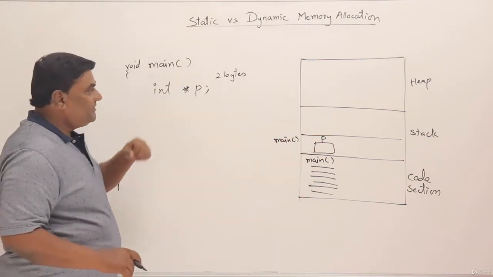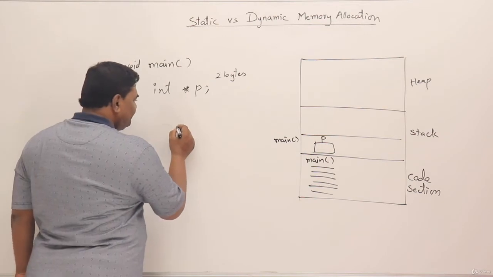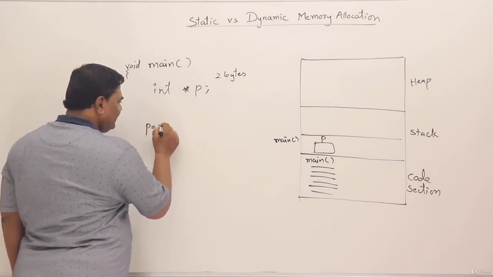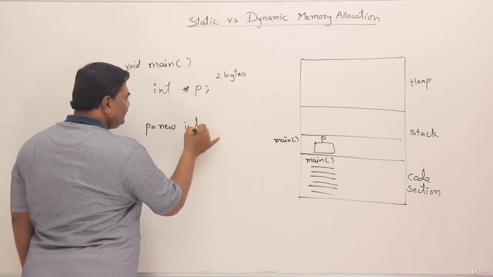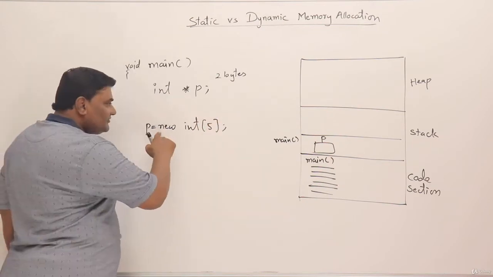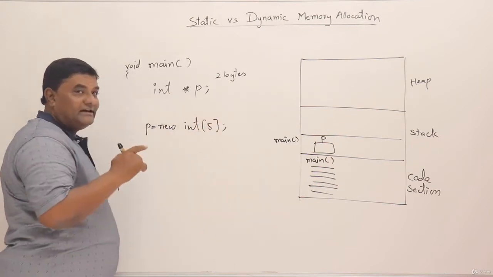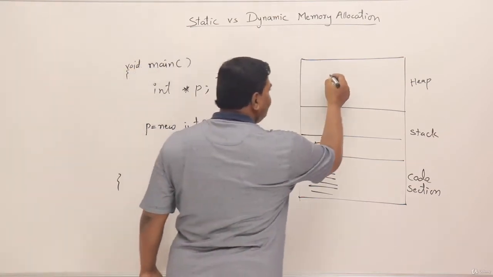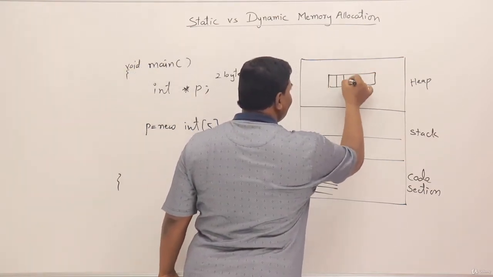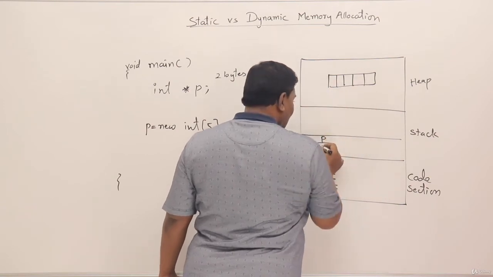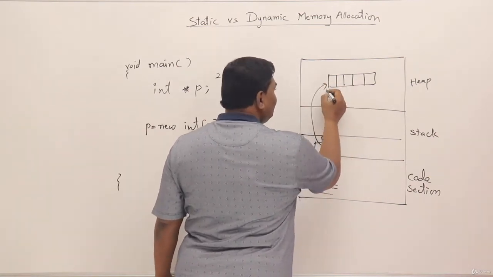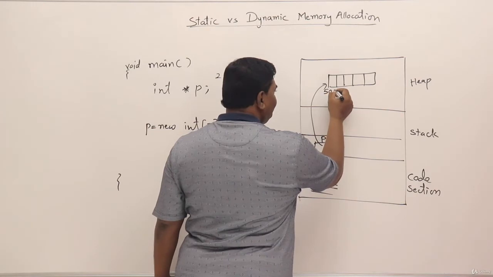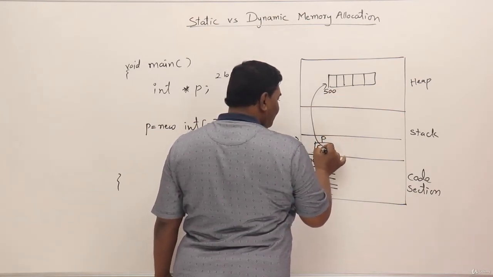Now I want to allocate memory in heap. So how much memory do I want to allocate? I want to create an array of integers of size 5. So this new statement will allocate memory in heap, an array of size 5, and this pointer will point to this one. Suppose the beginning address of this location is 500, so 500 is stored here.